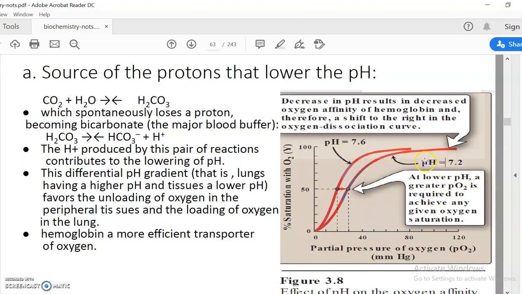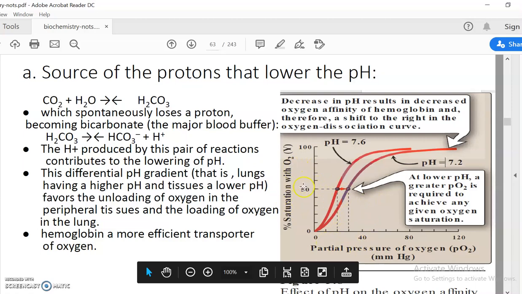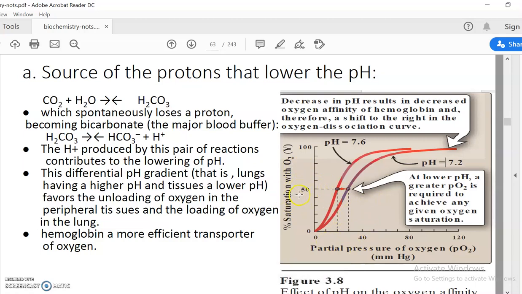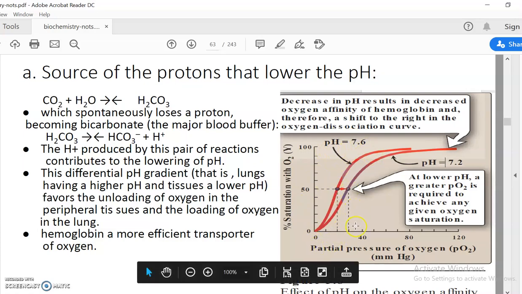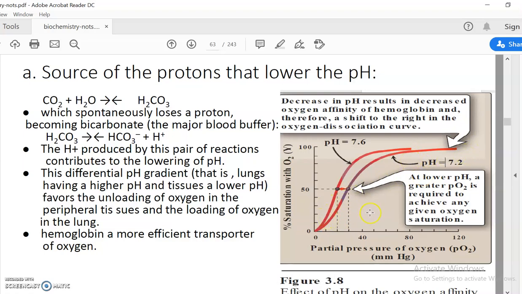As we see in this curve, by decreasing the pH, increasing the acidity, the curve will shift to the right. We find that at the same percent saturation of oxygen, for example 50, it needs less pressure at high pH, but it needs high pressure at low pH. So by decreasing the pH, the affinity of hemoglobin for binding oxygen is lowered.